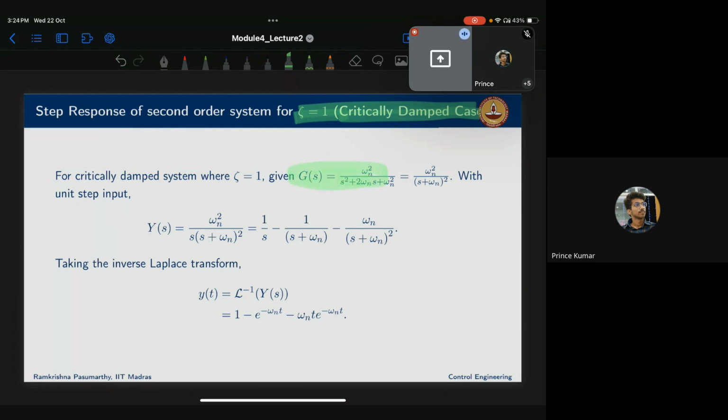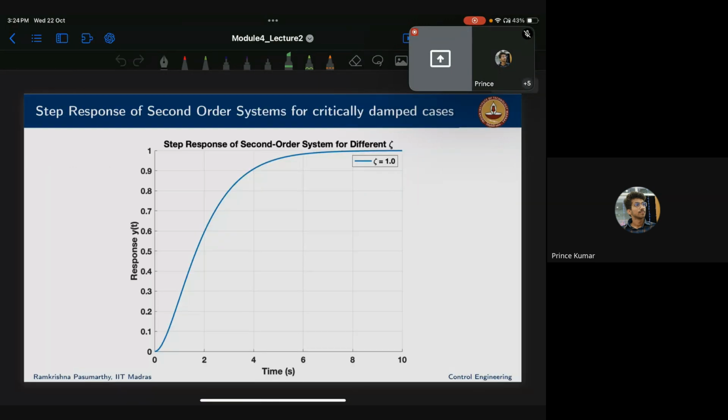So substitute zeta is equal to 1 in this case. Okay, so the denominator can be written as (s plus b) whole square. So again, divide that into partial fractions and find the inverse Laplace. You get this expression. In this expression, you'll have one exponential term and a t-multiplied exponential term. So you could see it is slowly increasing and reaching the value one immediately. This is called the critically damped case.